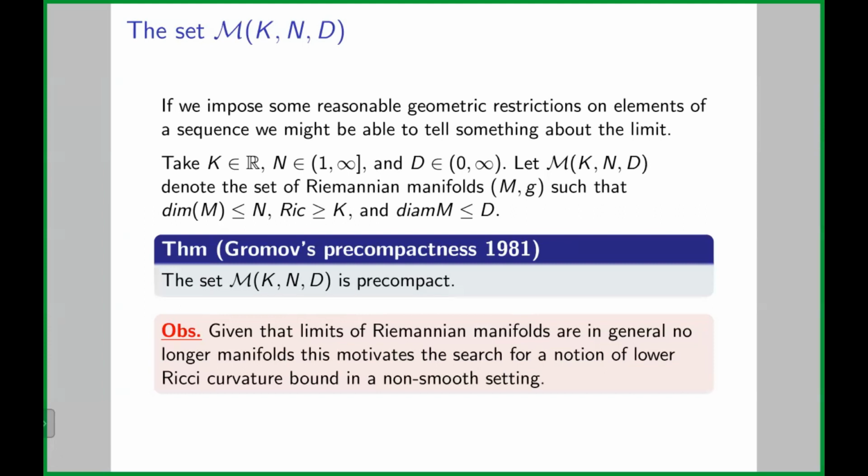The interesting thing is that, given that limits of Riemannian manifolds are in general no longer manifolds, this motivates the search for a notion of lower Ricci curvature bound in a possibly non-smooth setting, because at least we would like to study what the structure of these limits are.